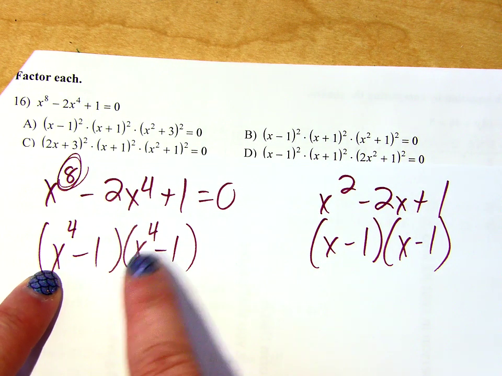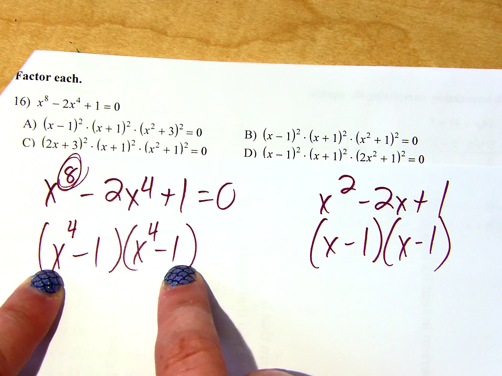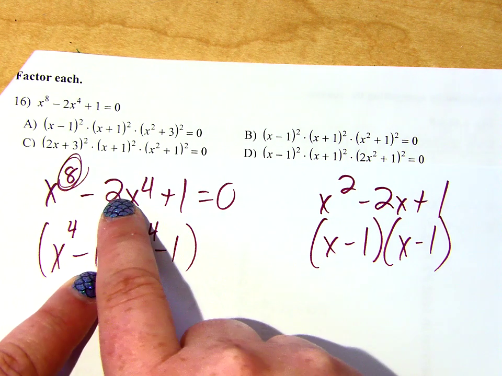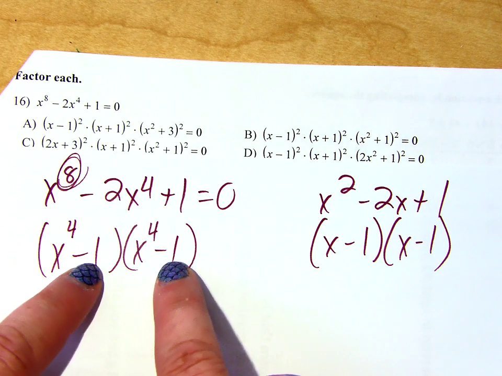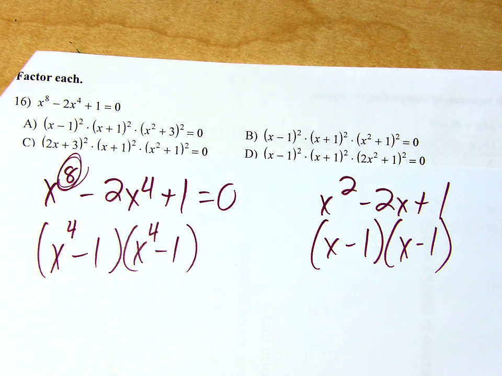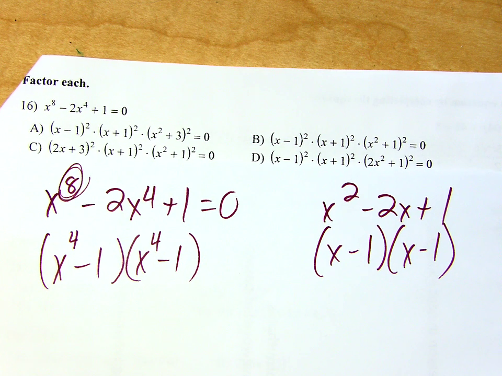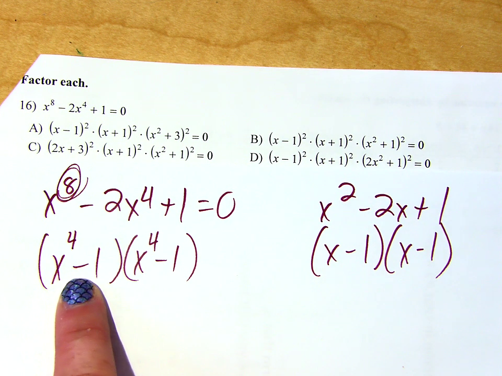If I FOIL this back together, I'm going to get right back here. First, x to the 4th times x to the 4th is x to the 8th. Outside, minus 1 x to the 4th, minus 1 x to the 4th gets me minus 2 x to the 4th. And then negative 1 times negative 1 is a positive 1. Now, you've got to ask yourself, am I done? No, because that's not even a choice.